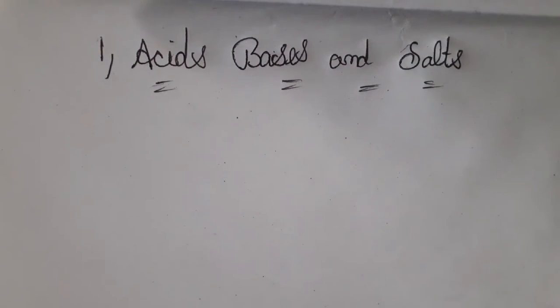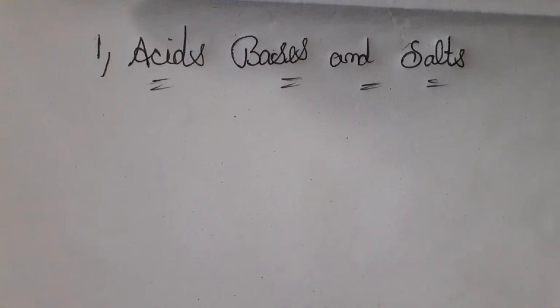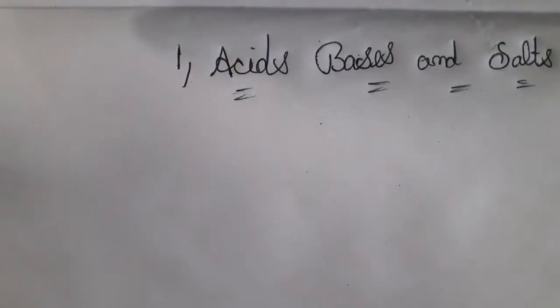Okay, so in the chapter acids, bases and salts, in the previous video we discussed what happens when acids react with metal oxides. Acids react with metal oxides to form salt and water. That process is called the neutralization process. Now, in this video we are going to discuss how acids react with water.